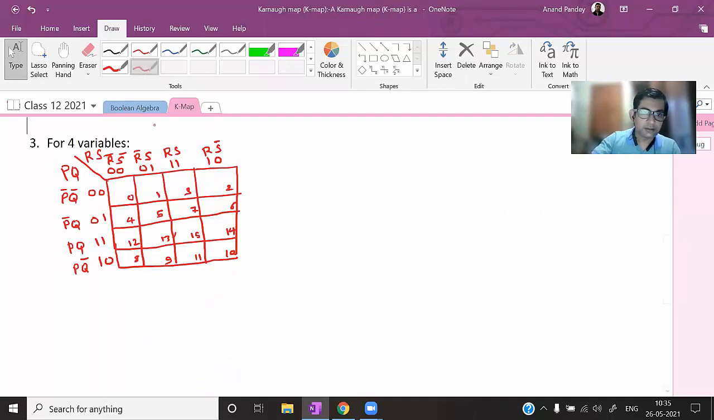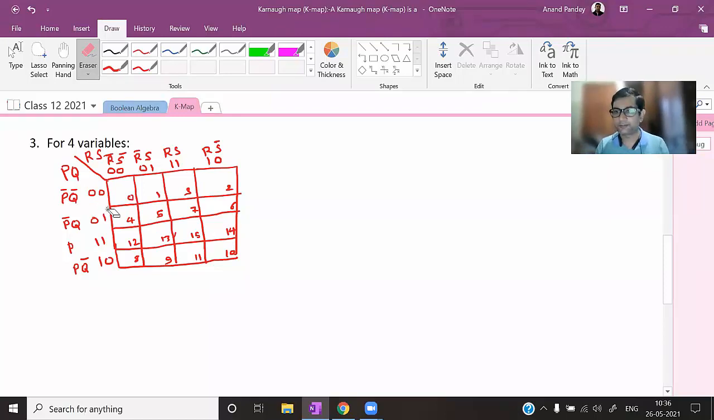Same thing: 0, 0, 0, 1, 1, 1, 1, 0. And the same here: 0, 0, 0, 1, 1, 1, then 1, 0. So you can see the sequence has changed here, and here, and here also. So while you are drawing the K map, be careful about these things. Otherwise, if the K map is wrong, then everything is wrong. Only after that will 1 or 2 marks be given out of 5, and then the question will not be checked. So you have to draw the correct K map.